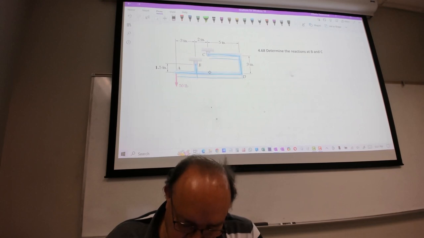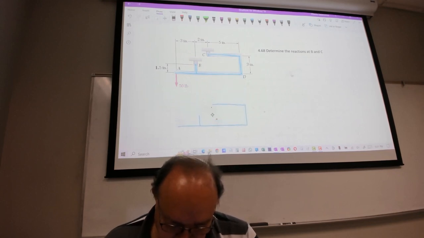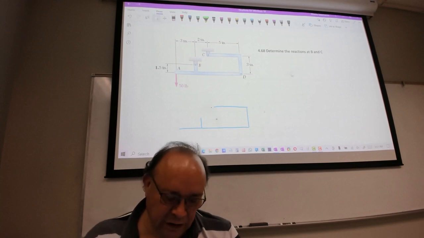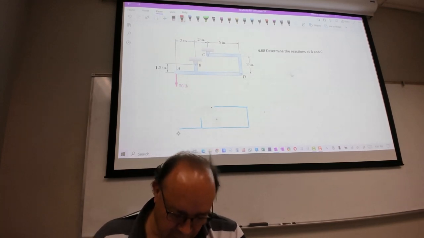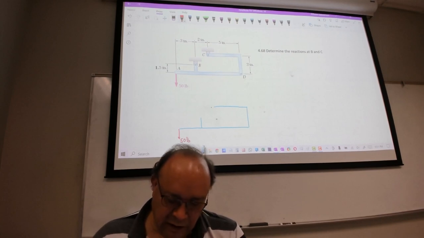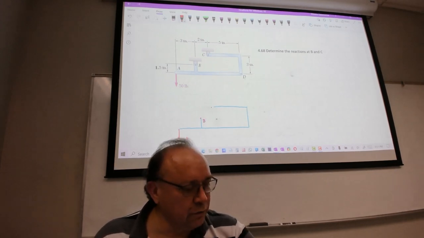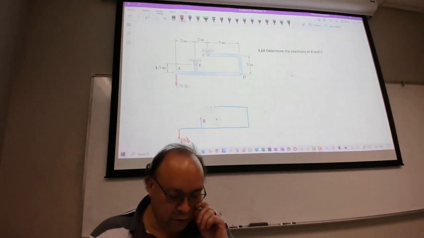Unless the thickness is important and there are some dimensions that impact the location of the forces. So here you have a force of 50 pounds. And what forces do I put here on point B? What forces do you put in point B?